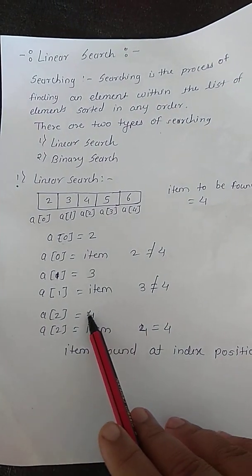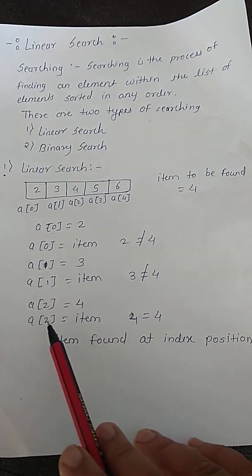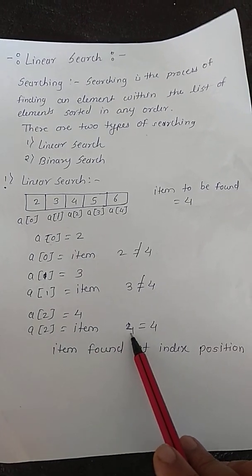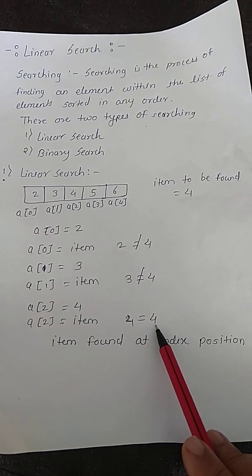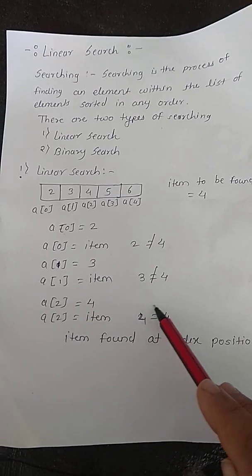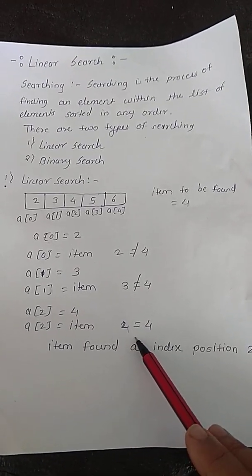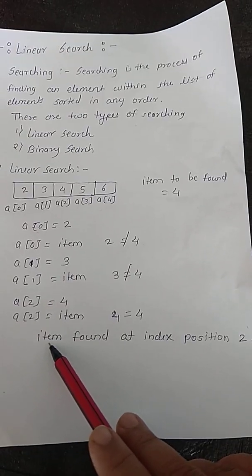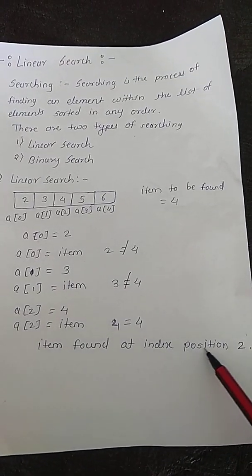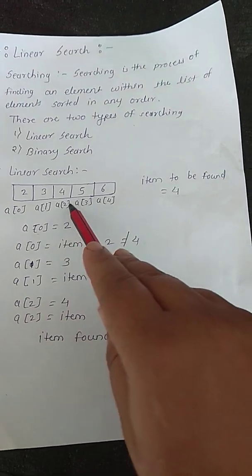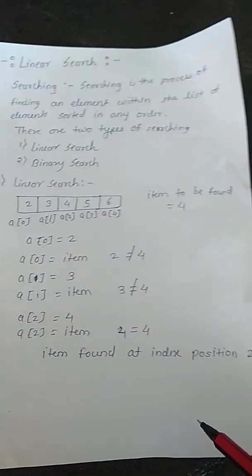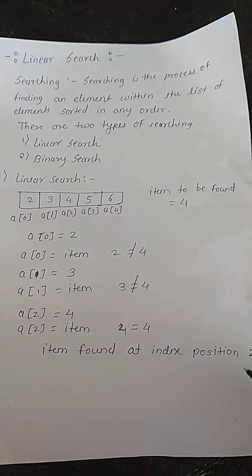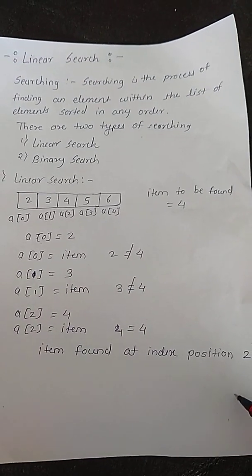At a of 2, the element is 4. Again we compare a of 2 with the item. a of 2 is 4 and the item which we have to find is also 4. 4 is equal to 4. So we write the answer in the following format: item is found at index position 2. We have to mention the index position in linear search. So this is a very basic, simple example of linear search.